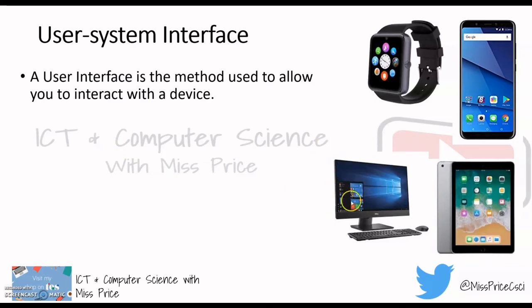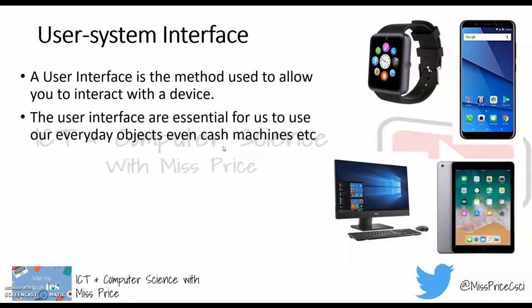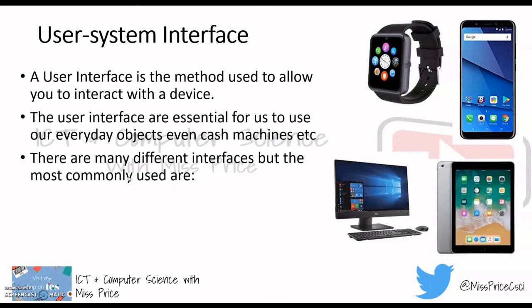So as you can see, you've got your desktop here with the menu here that you can see is written on your smartwatch. Your menu here is just basically icons, okay? It's so easy to use. Now, the user interfaces are essentially for us to use our everyday objects, okay? Even cash machines, for example.